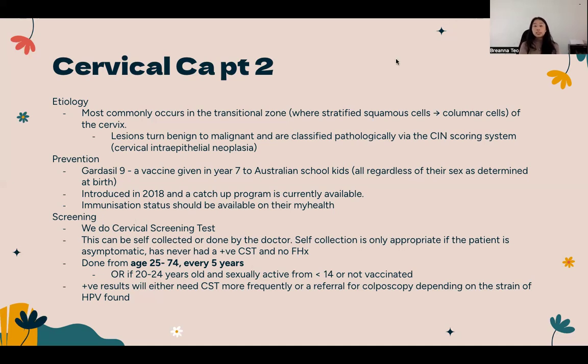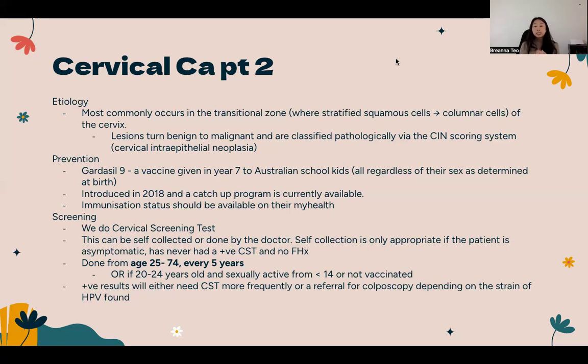For screening, we do our CST. They can now be self-collected or done by the doctor or the GP. Self-collection is only appropriate if the patient's asymptomatic and has never had a positive CST and has no family history. We do this from age 25 to 74 every 5 years. And positive results will either need a CST or a colposcopy.